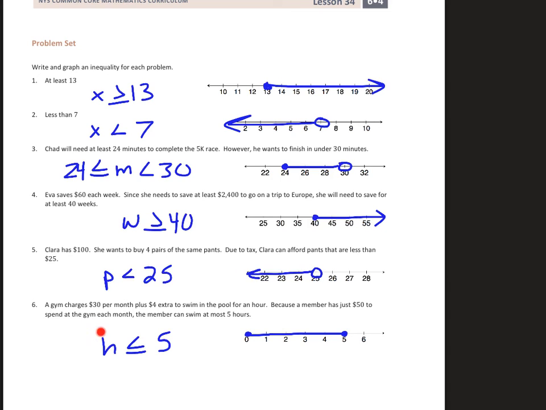Now, the last one's interesting because, one, it doesn't make any sense to charge them monthly and then $4 extra every hour. However, we are going to say that to get 50, that's 30 plus 20, which is 5 sets of 4. So the most they can swim is 5 hours, so the hours has to be less than or equal to 5. However, you can't swim negative hours, right? So 0 is the least amount, and it must be greater than or equal to 0. And so I did closed, because you could not swim at all. You could just spend the $30, right? 0 is a closed circle, and 5 is a closed circle, and it's all those hours in between, so 0 to 5.